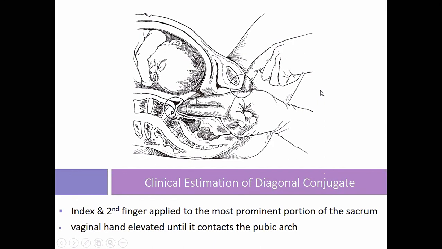So using your two fingers, index and middle, you insert your fingers into the vaginal canal and reach for the sacral promontory. Then take note of the distance, also where your hand reaches the symphysis pubis. So you measure that.